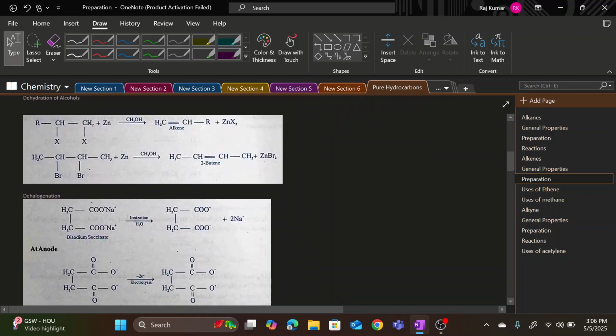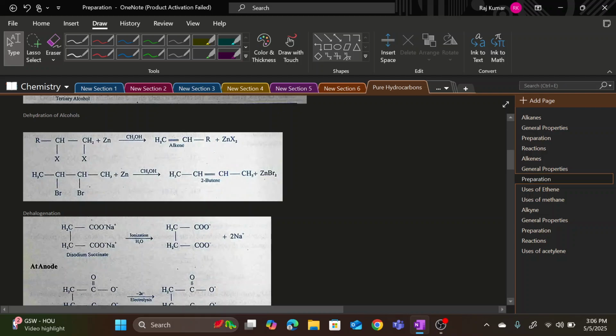After that, we have dehalogenation. For dehalogenation, we basically use zinc with an anhydrous solvent like methyl alcohol or acetic acid to produce alkene.